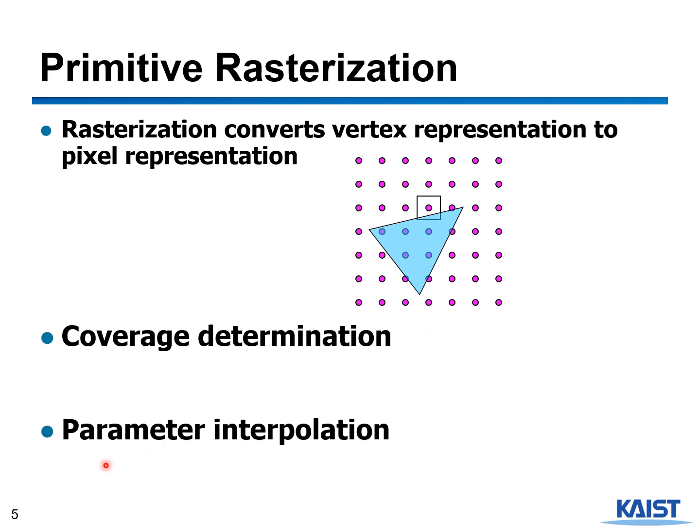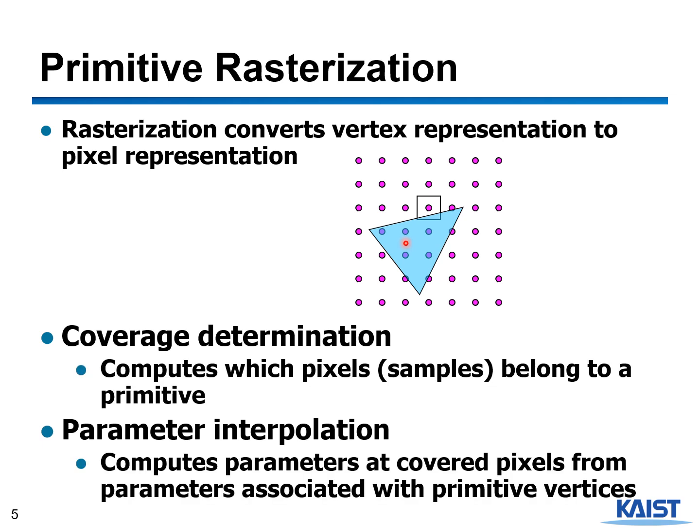Then the next question is that we need to compute what the color within the pixel is. So in summary, this is the coverage determination, which pixels belong to the primitive, the triangle. Then you need to compute the parameter, in this case the RGB color. For example, we need to find an RGB color value for each vertex, right? Then within this triangle, we need to parameterize those colors. So we need to compute the parameters at covered pixels from the parameters associated with the triangle vertices. Those are the two problems that we need to address within this rasterization process.